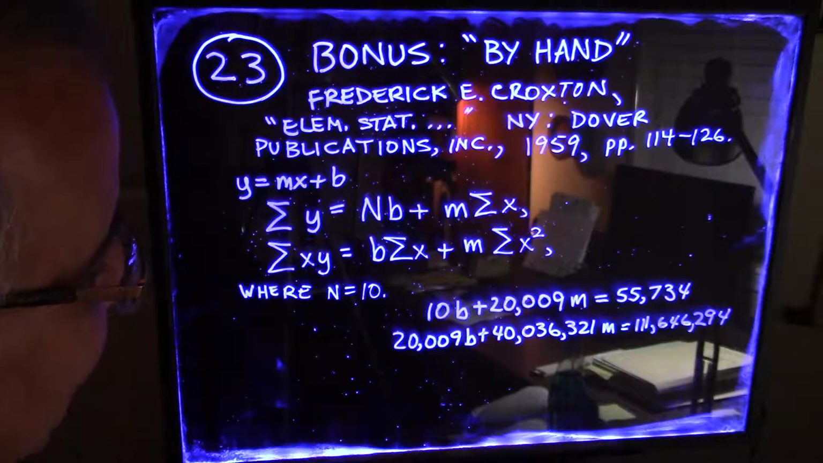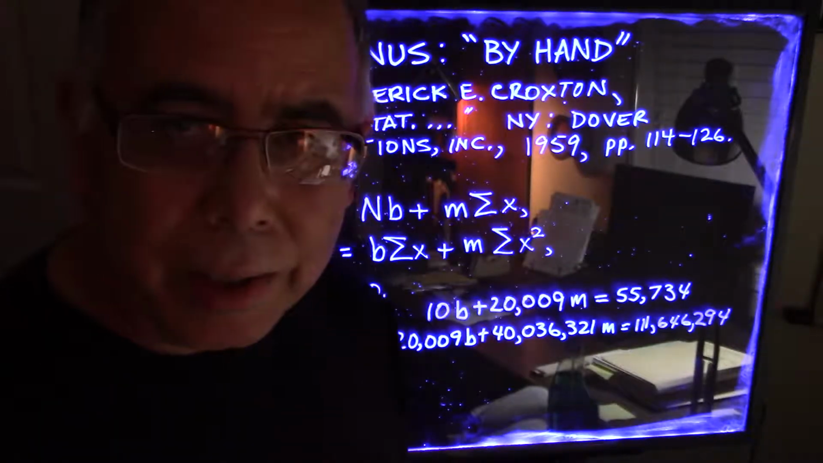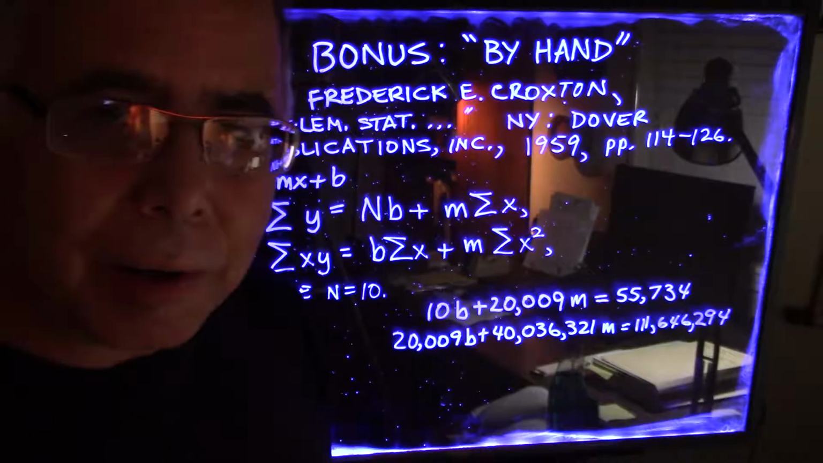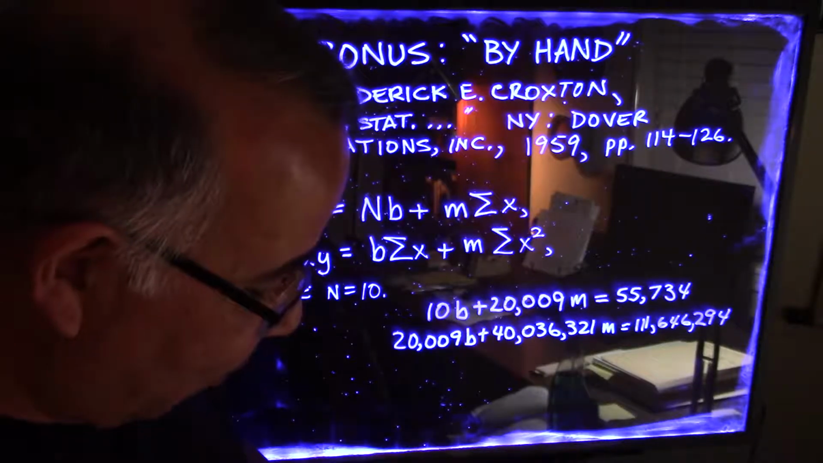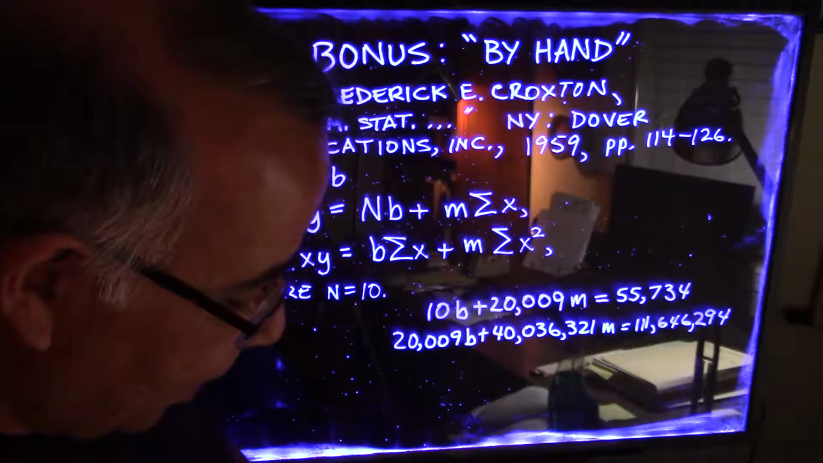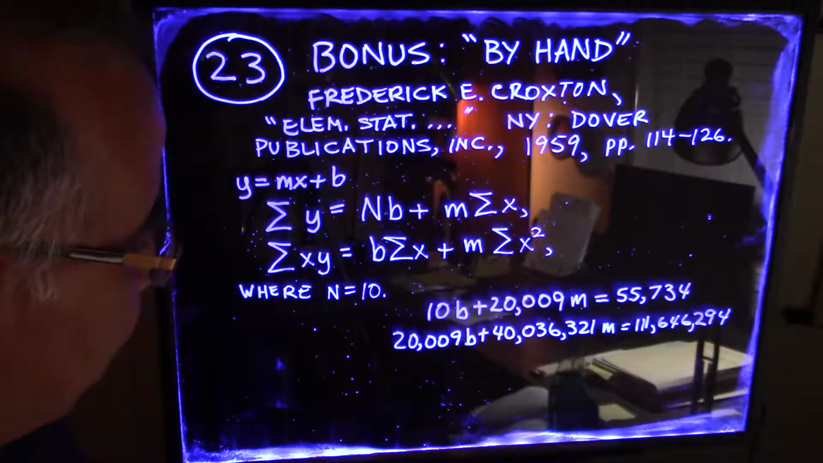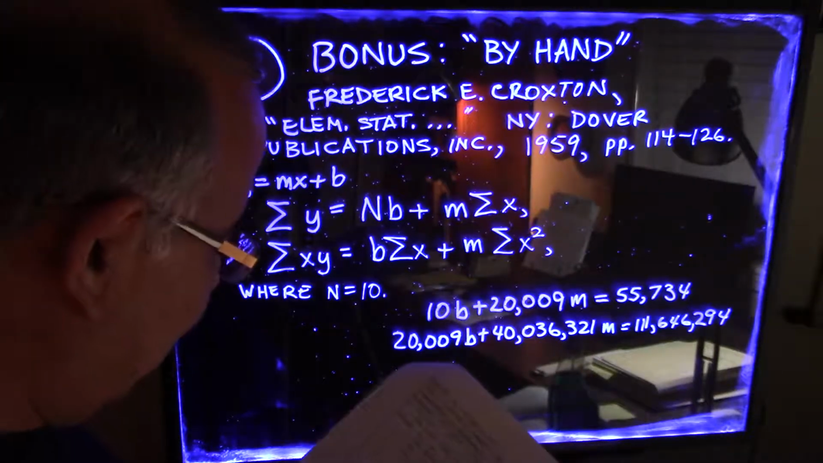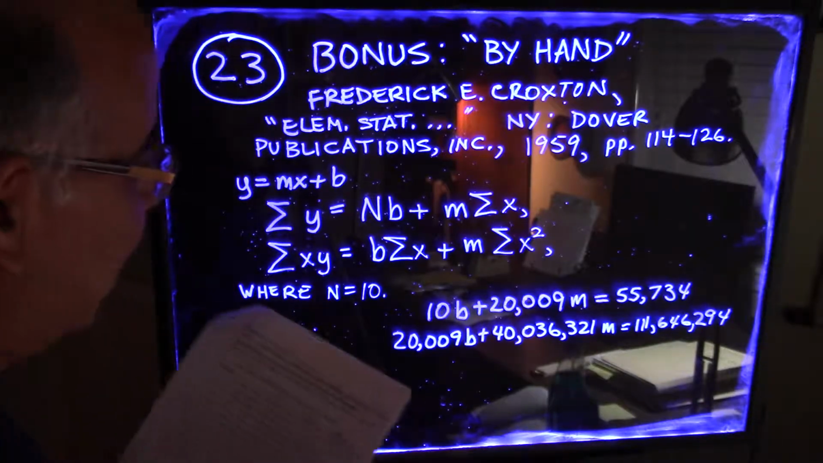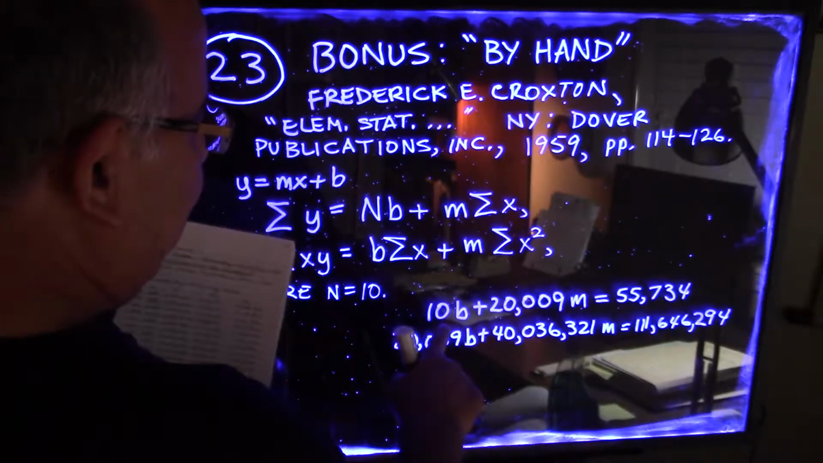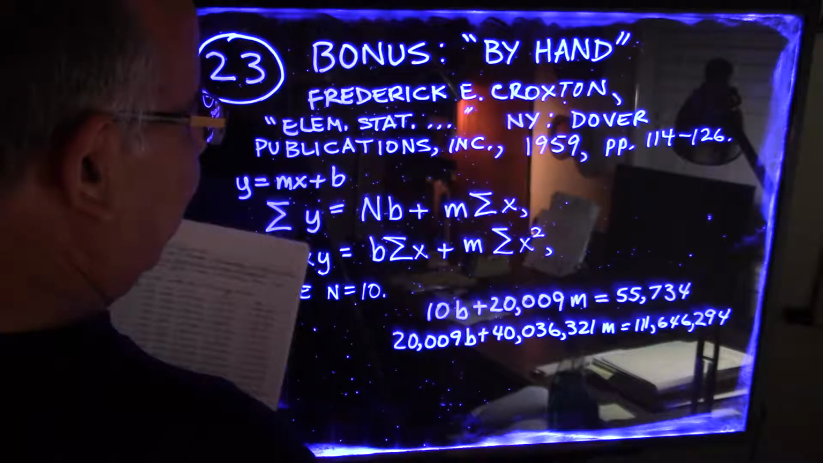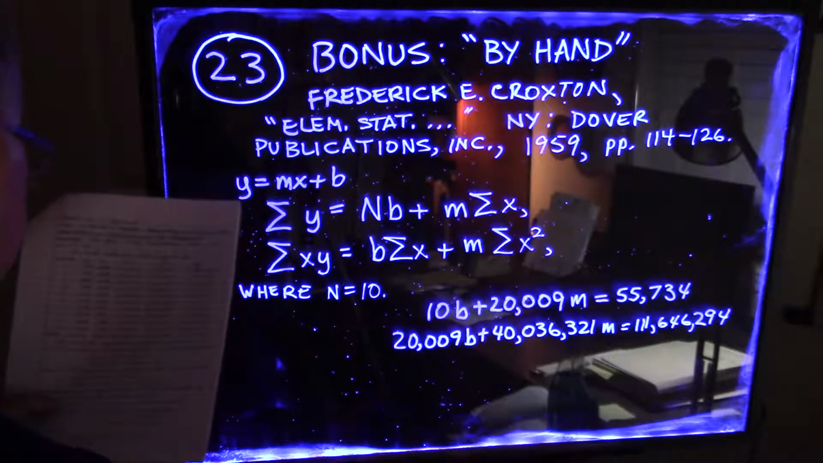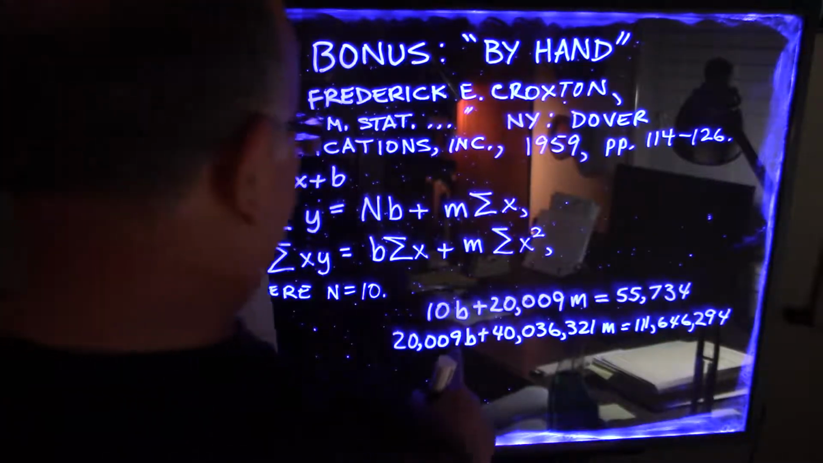May not be as simple as the ones you're used to, but the principles of solving these are exactly what you've done before, or you should have done before. So you can do this by elimination. It seems to me that it would be easiest to eliminate the b's here, and then solve for m.